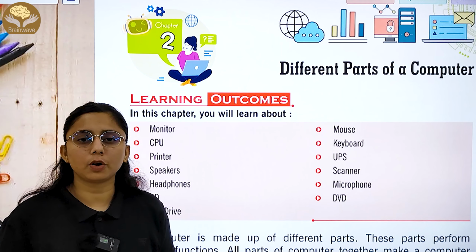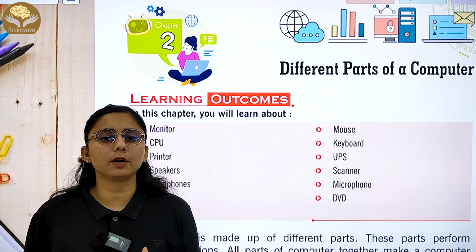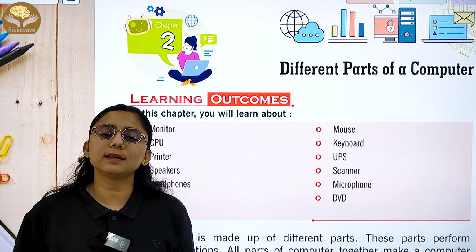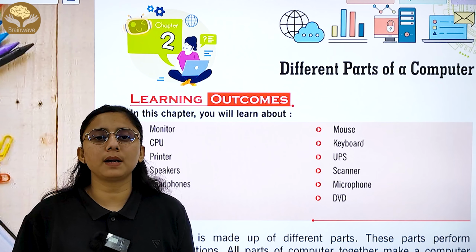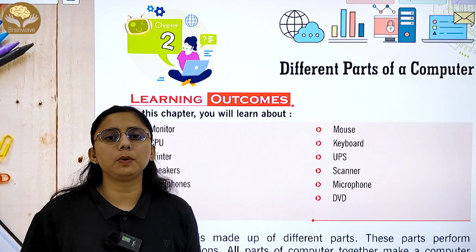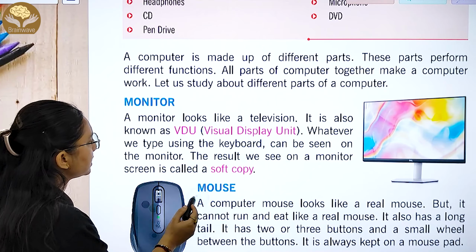Like in the human body, we have different organs. We have eyes, nose, hands. Like this, computer also has different parts. And the main 4 different parts are monitor, keyboard, CPU, and your mouse. Now let's start with the chapter.